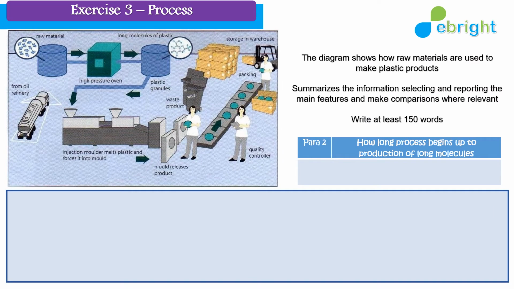While for paragraph 2, how long process begins up to production of long molecules. So it's from oil refinery over there, the truck, until long molecule of plastic. So what keywords we need? Raw materials transported to plant or factory and then comes to silo, passed to the oven and heated in high pressure so that long molecule plastic forms. So let's try. Paragraph 2.